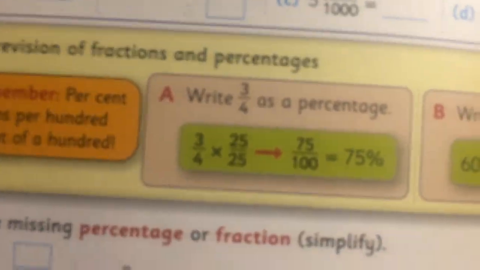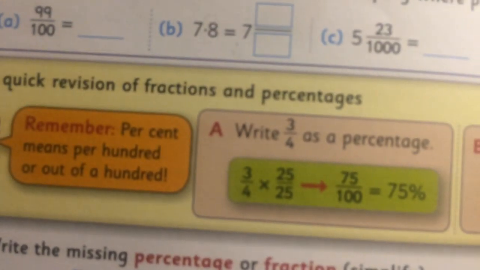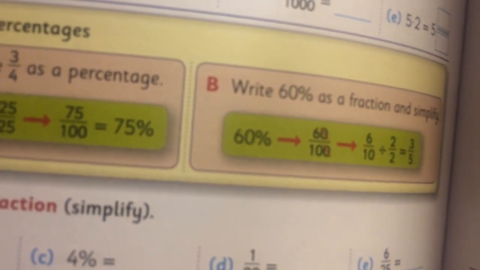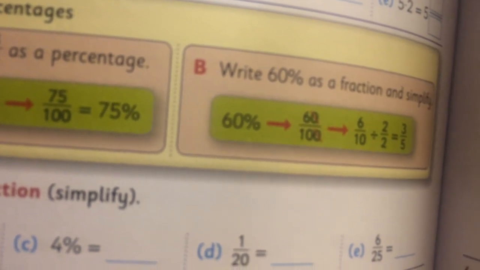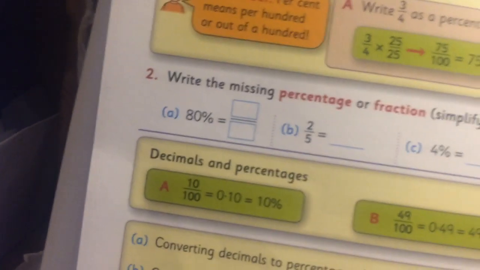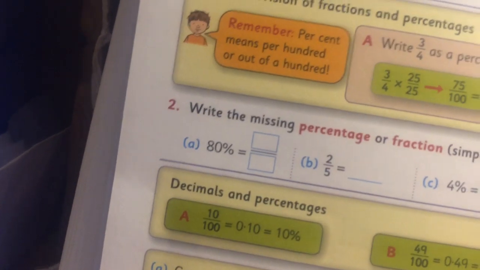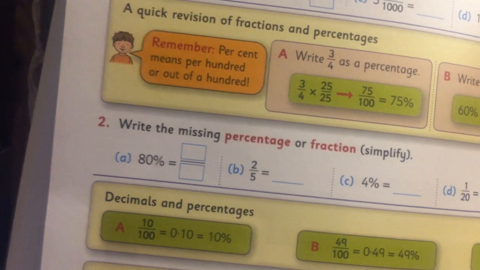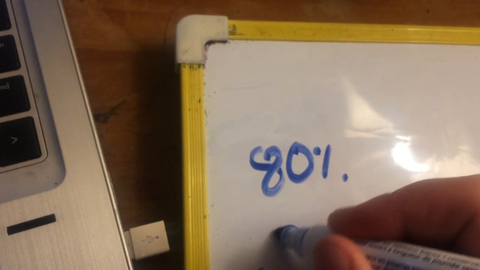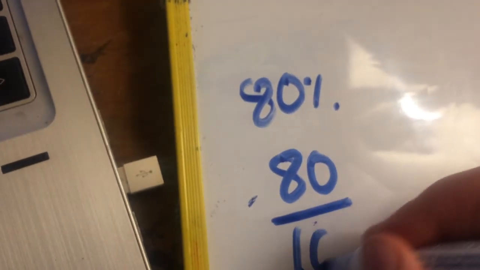All right, so that's the example that they're showing you there, okay, how to turn a fraction into a percentage. So 60% is always 60 over 100. You can break it down and make it smaller. You can make it 6/10, and then you can make it 3/5, and then you can make it smaller again. You can just keep breaking it down. So let's just look. I'll do the first two with you. Okay, so write the missing percentage or fraction and then simplify. So I have 80%. So how do I make that into a fraction? So the easiest fraction is 80 over 100 because it's out of 100.